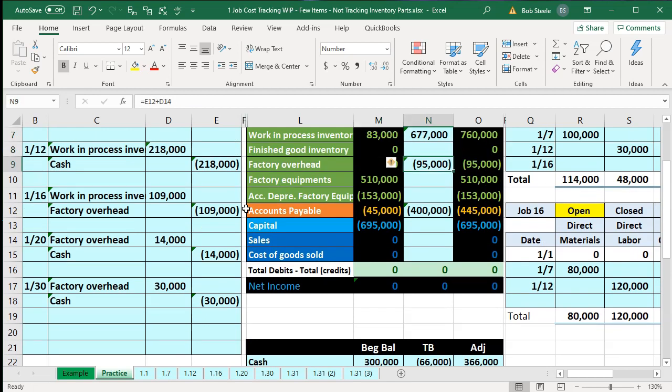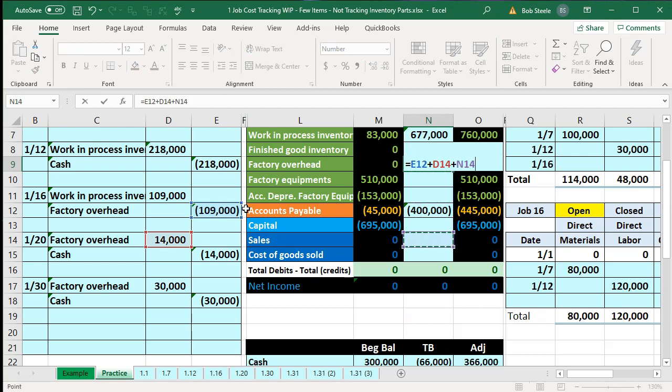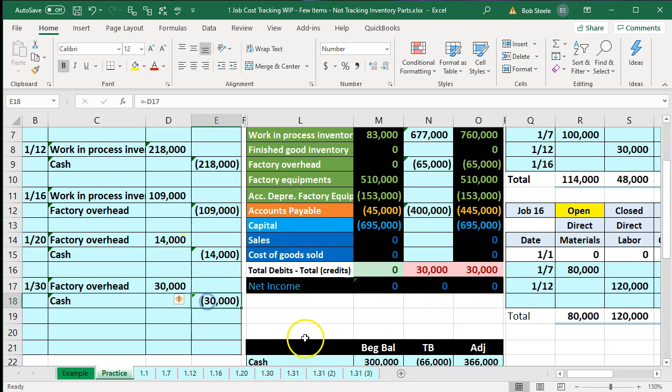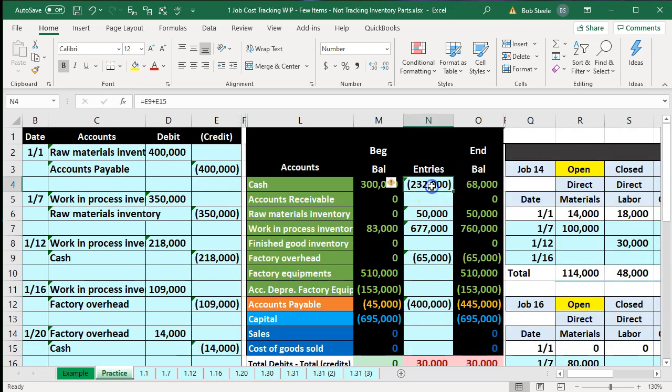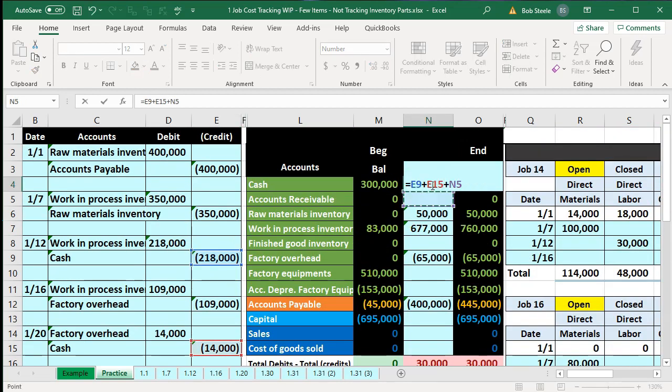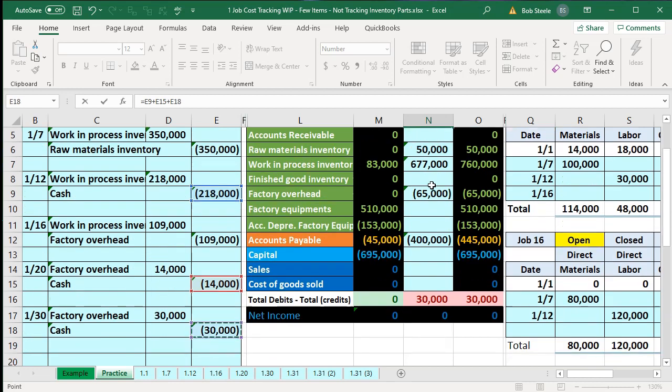Factory overhead, we're in N9. I'm going to go into it with F2 plus F2. Scroll down to that 30,000 and enter. The other side go into cash. So I'm going to go up to cash, F2 plus F2, and I'm going to pick up the 30,000.